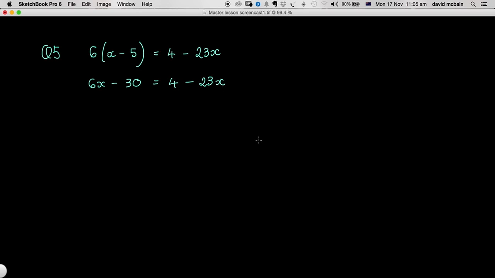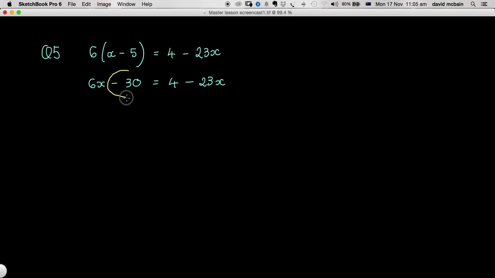Question 5 was 6 bracket x minus 5 equals 4 minus 23x. Now have a go at this one on your own if you like. So the first thing we do is expanding the bracket. The next thing, we need to get the x's on one side and the numbers on the other.